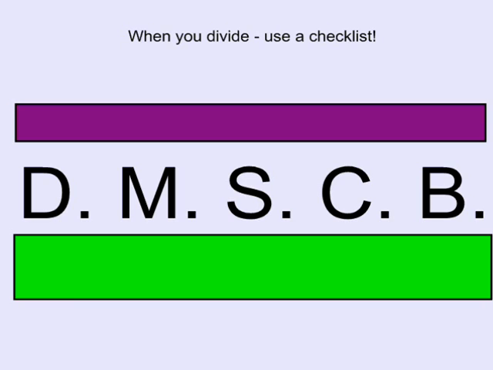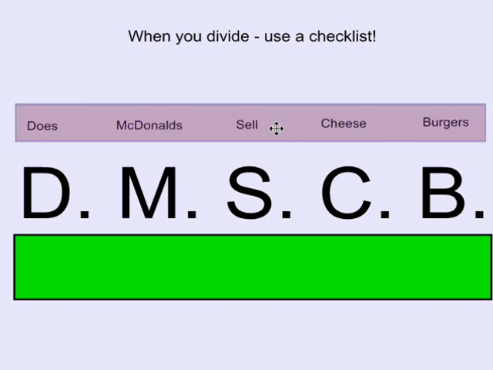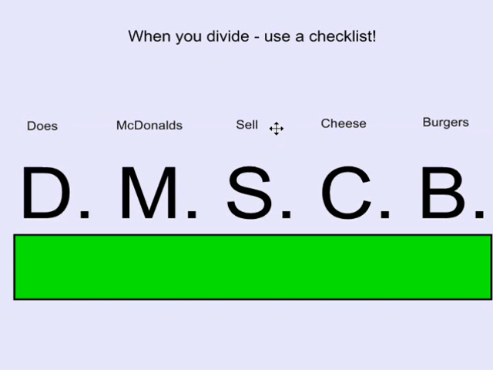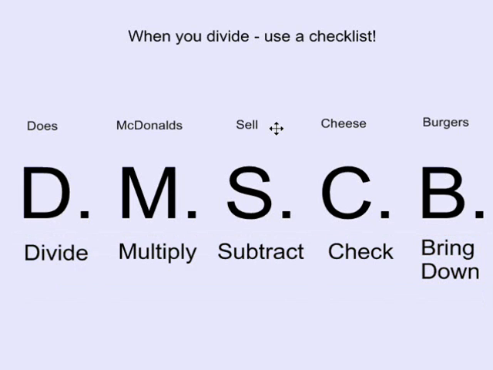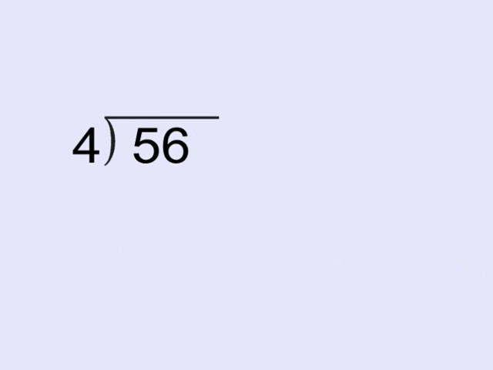When you divide, you should always use a checklist so that we don't forget any steps. Our checklist would be D, M, S, C, B. And because they're a bunch of letters, we have a different way to remember it. So we're going to remember it as, does McDonald's sell cheeseburgers? Each letter actually is a step in the process of division. So the D stands for divide, the M stands for multiply, the S stands for subtract, the C stands for check, and the B stands for bring down.